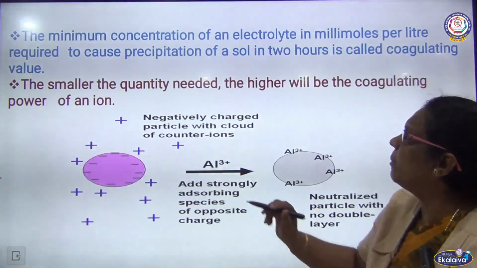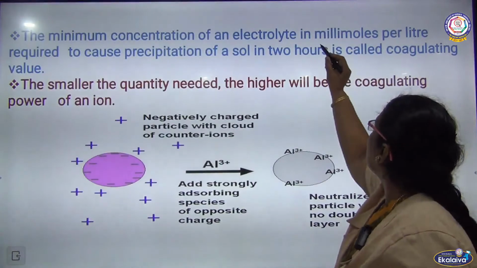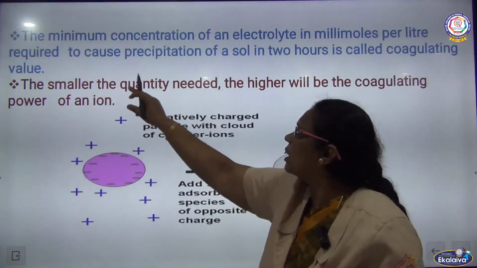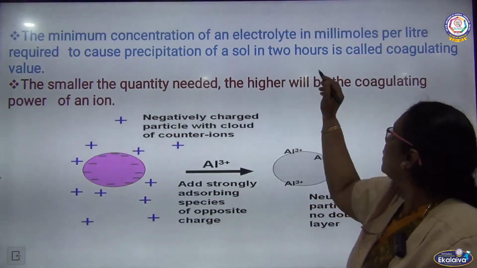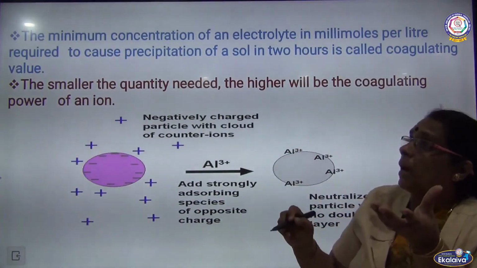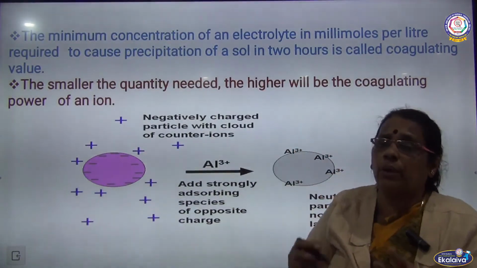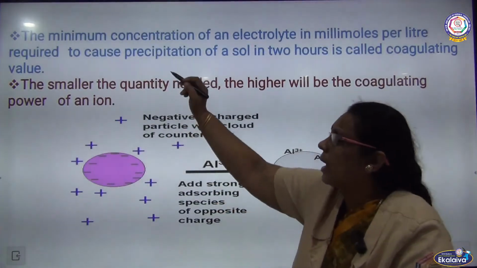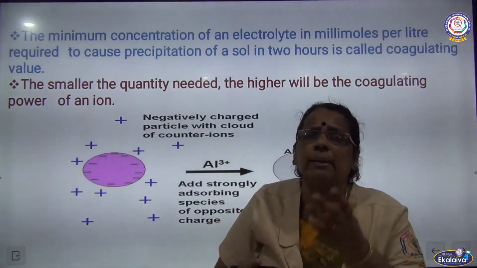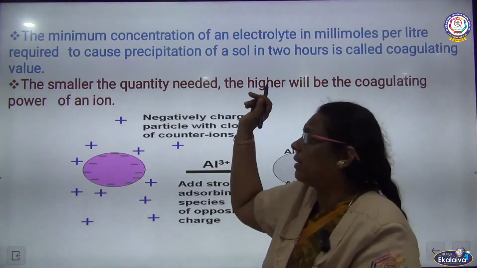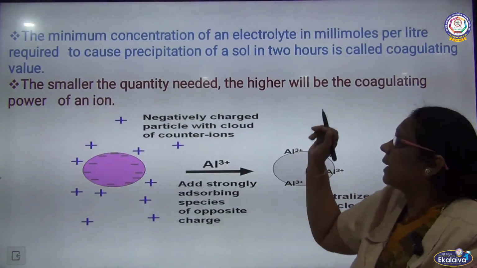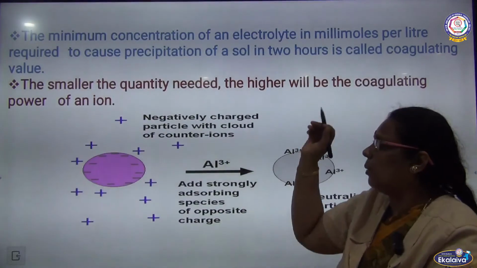The minimum concentration of an electrolyte in millimoles per liter required to cause precipitation of a sol in 2 hours is called the coagulating value. The minimum concentration of an electrolyte. So we are going to add an electrolyte, is it not? So how much are we adding? Only the minimum concentration, that is millimoles per liter, which is required to cause precipitation. So we can call it the coagulating value or precipitating value.